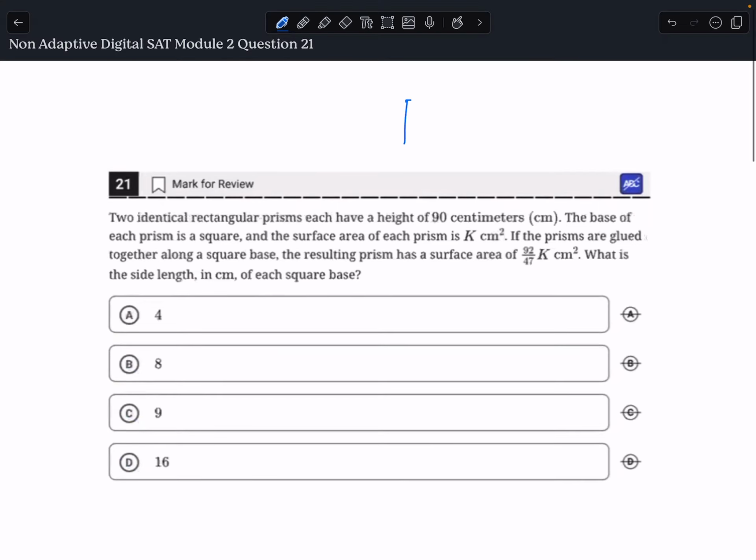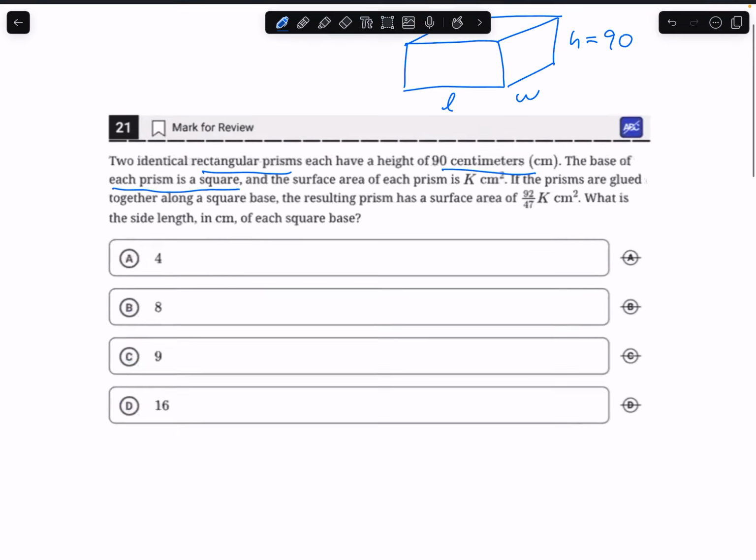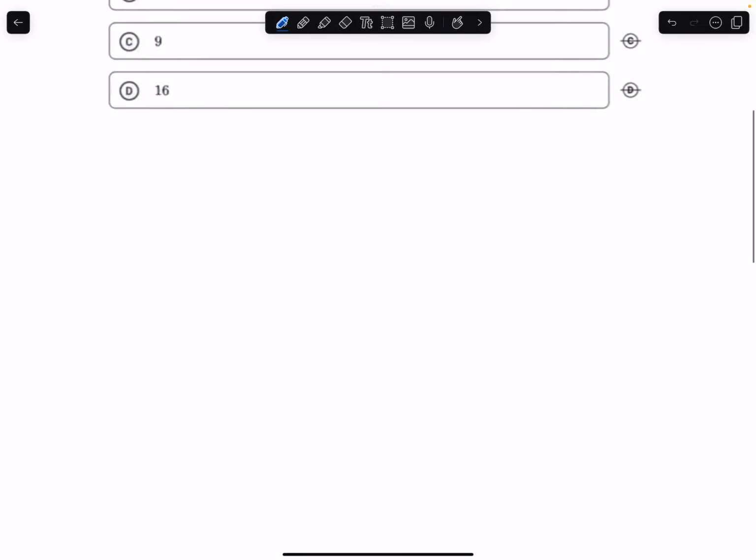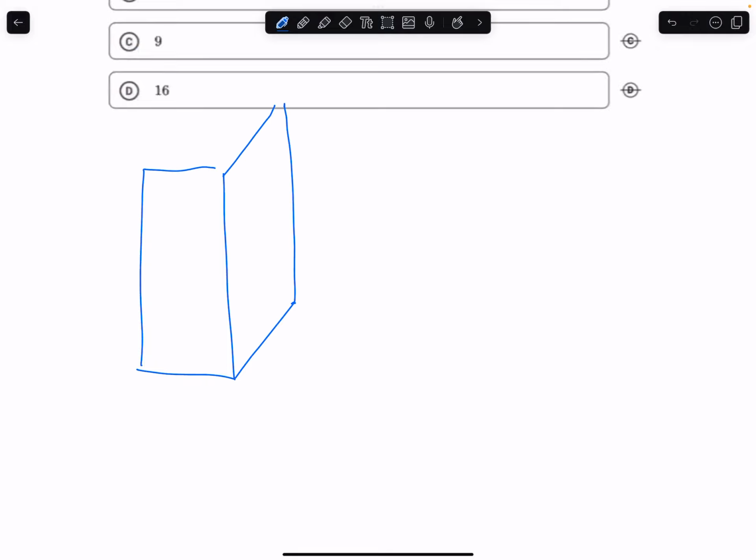You might refer to your formula sheet. We've got a little bit of length, width, and height on our hands. Rectangular prism, we have ourselves a shoebox, and the height is 90. The base of each prism is a square. All right, so we're going to modify this a little bit. So here we are. And the base is a square.